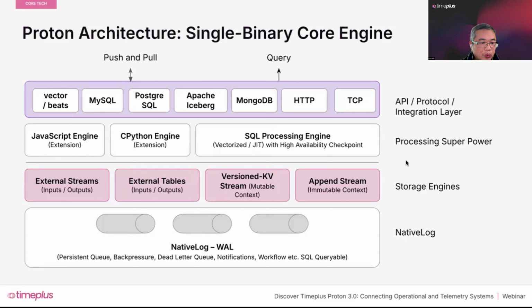And as Gang mentioned, we have JavaScript and Python extension. Most importantly, on top of that, we have different data source integrations like Vector-based ones, and MySQL, Postgres, Apache Iceberg for data source and data sink. So users can use Timeplus as a single data processing pipeline engine to move the data from the source, do very rich processing like transformation, join and aggregation, and send the data to the downstream. Next slide.